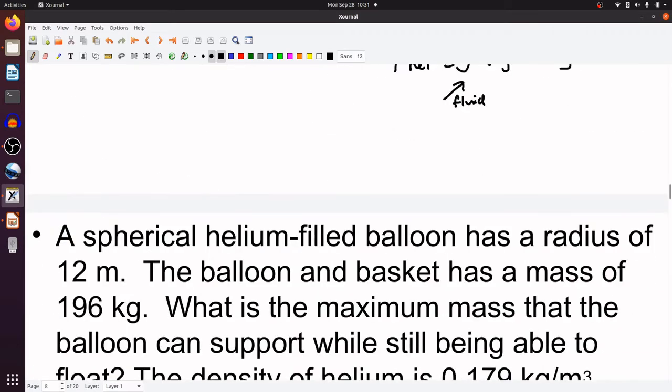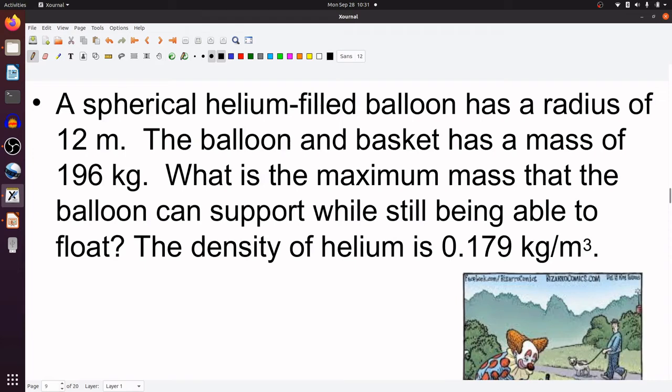Now, to put that into somewhat action, we have a spherical balloon, helium, has a radius of say 12 meters. It's a pretty big balloon, but hey. The balloon and the basket have a mass of 196 kilograms. We want to know the maximum mass that the balloon can support while still being able to float. The density of helium is 0.179 kilograms per cubic meter. All right, so here we go. I'm going to use that equation.